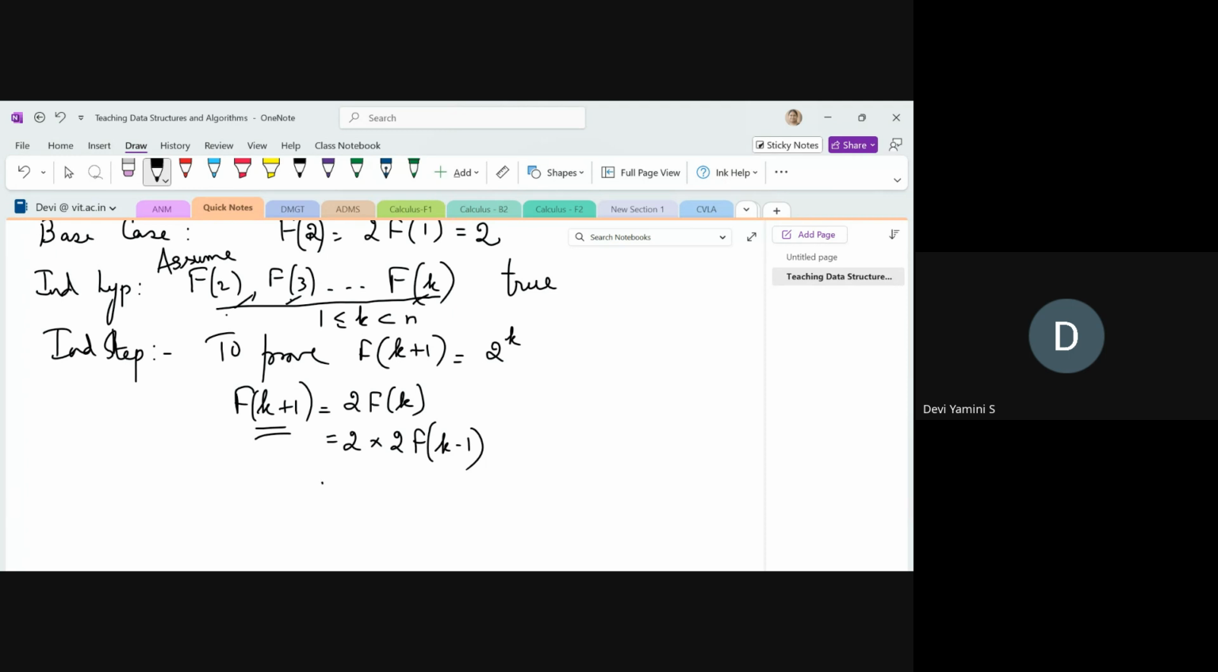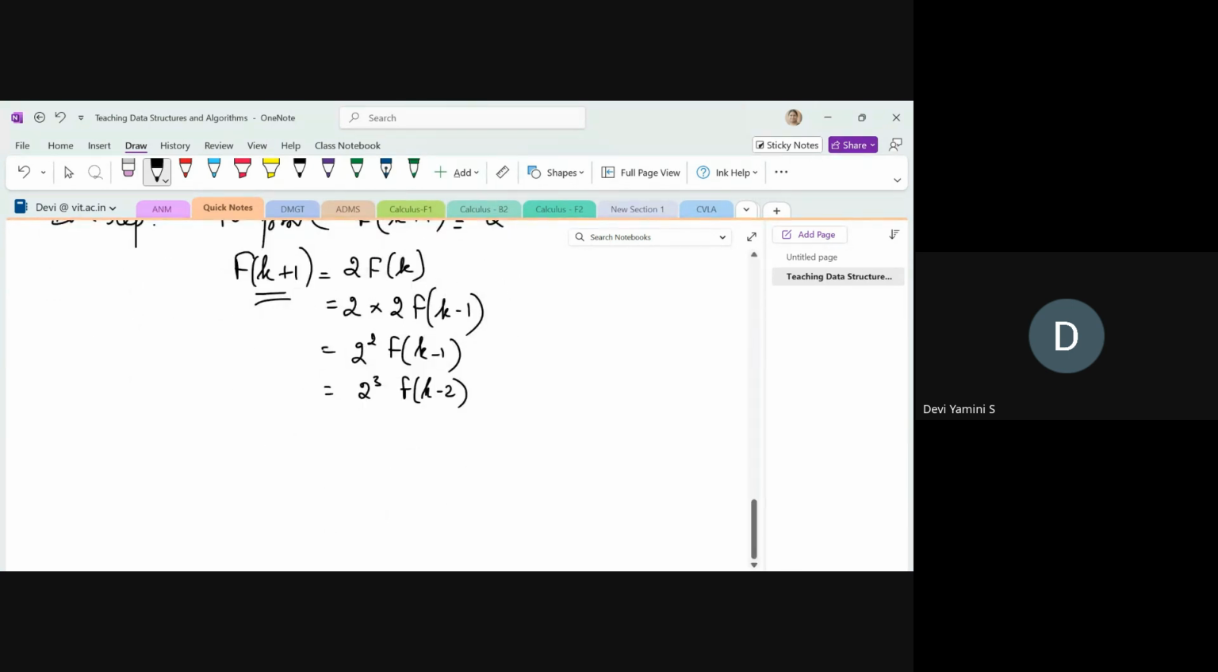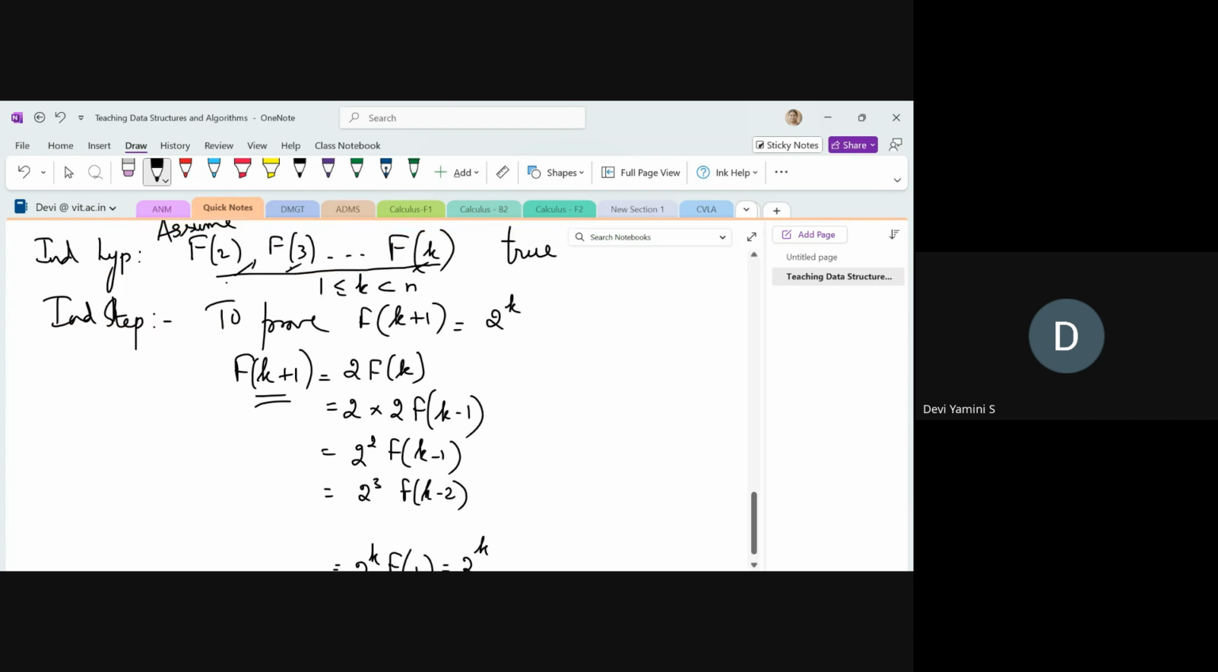So this now becomes 2 square f of k minus 1. Now this can be written as 2 cube f of k minus 2. So this can be generalized, and at one point you get it as 2 power k into f of 1, which is nothing but, f of 1 is 1, so you get it to be 2 power k. So this is what we are supposed to prove. We have done it. Hope the procedure is clear.